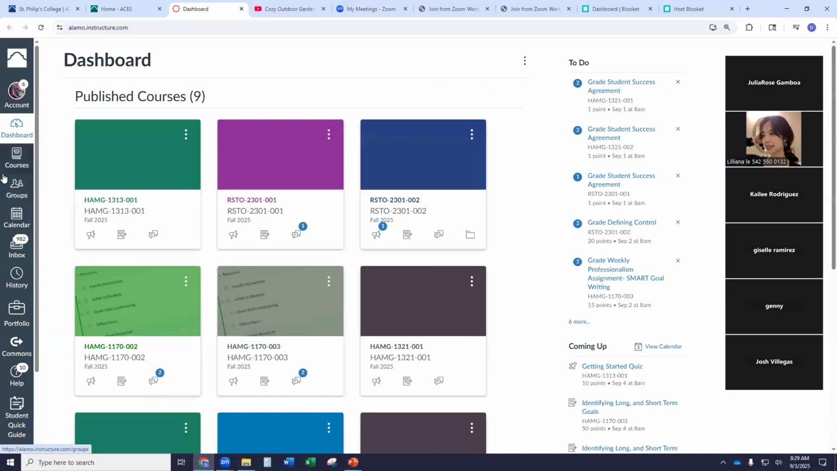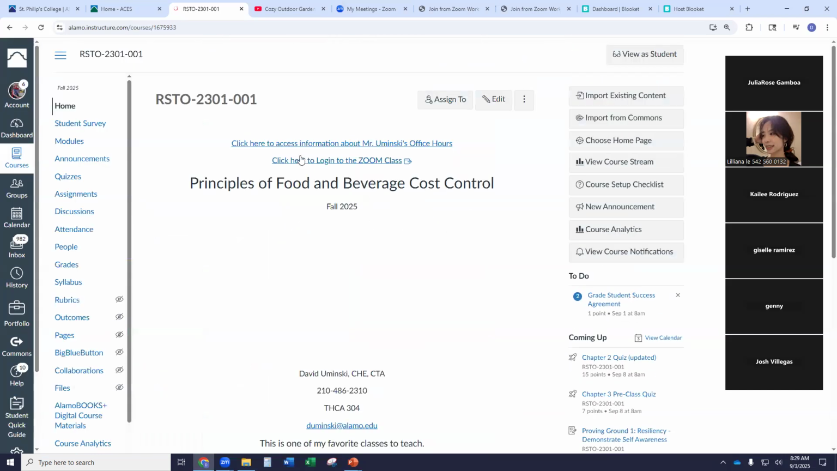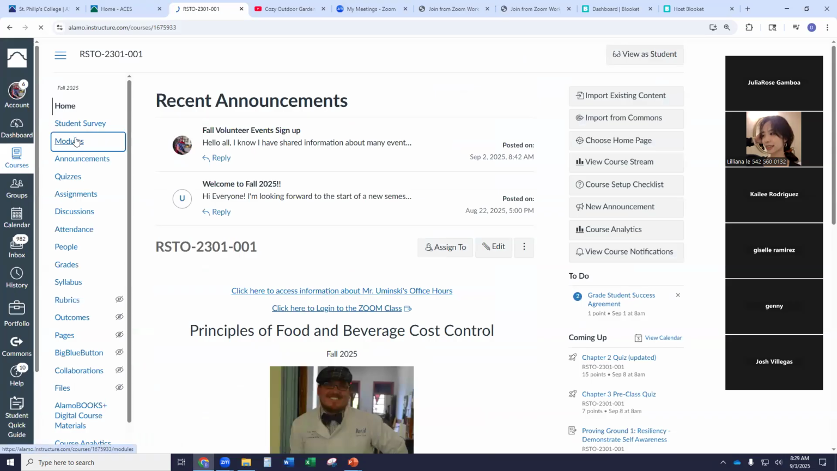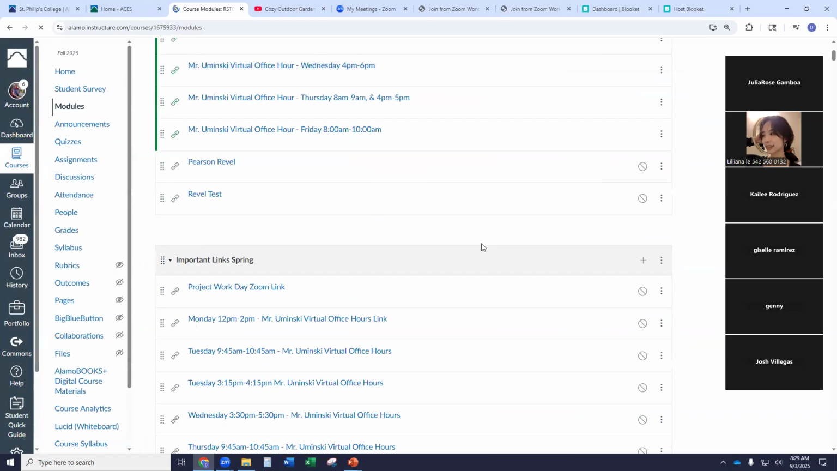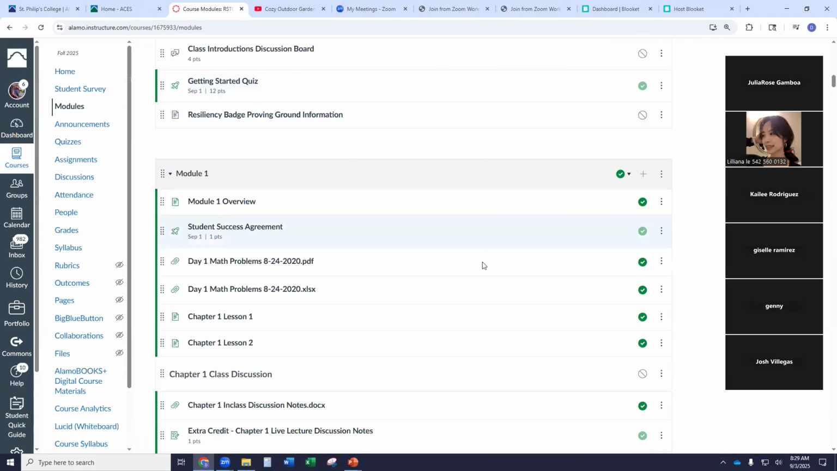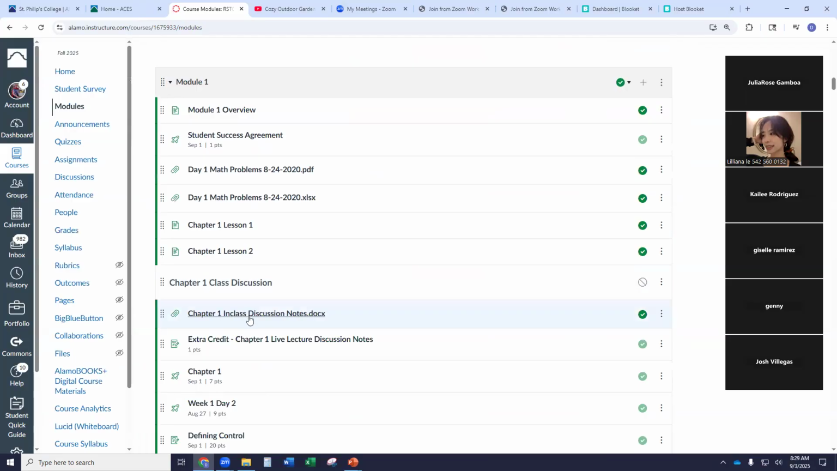I go to Canvas, 2301, section one. All right, so in the modules for the chapters, I have had these in-class discussion notes. Okay. If you want to download those and you can follow along if you want to, or you can just simply upload your notes that you took during class. It doesn't necessarily have to be this particular page.